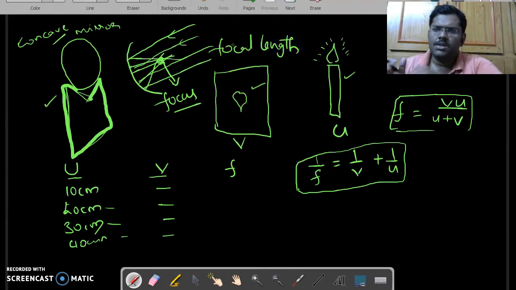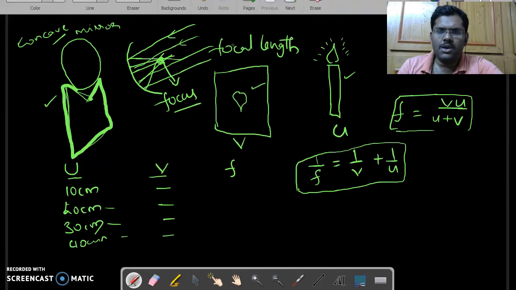So there are two alternate methods. One is the experimental method, and another is keeping the mirror in the sunlight. We get the focal length of it. This is how to find the focal length of the concave mirror. And we have ray diagrams for this, so ray diagrams will be the next part.